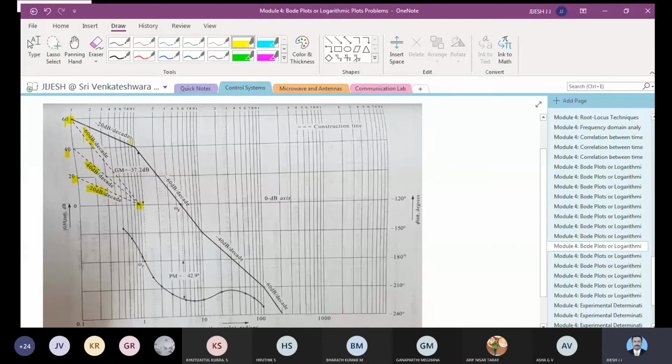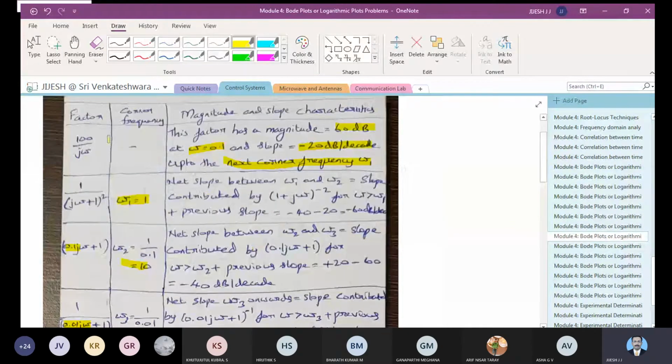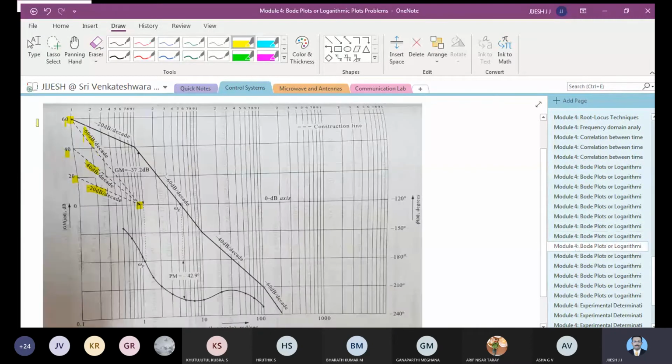What was the next corner frequency? From the table you can see that the next corner frequency was 1. So you have to extend it till the next corner frequency. This minus 20 dB slope will go till the omega value is equal to 1. That is what you can observe here. So this will be the next corner frequency and you will get the slope in this form.